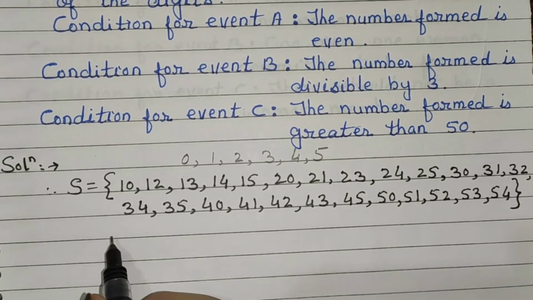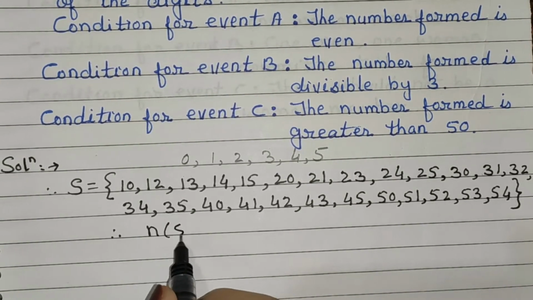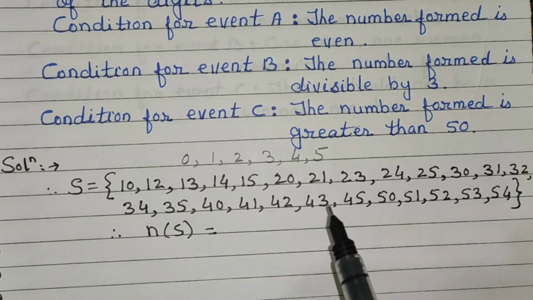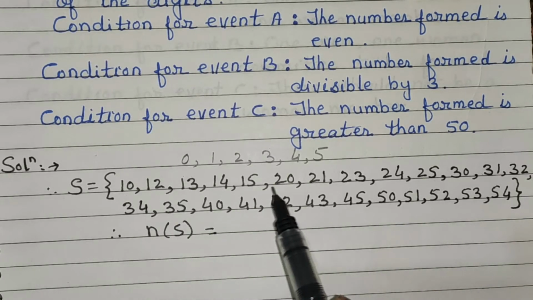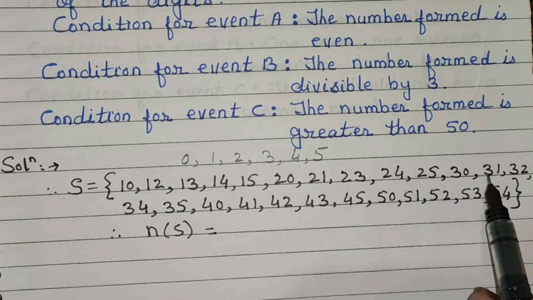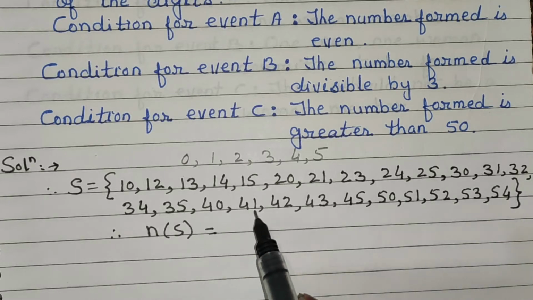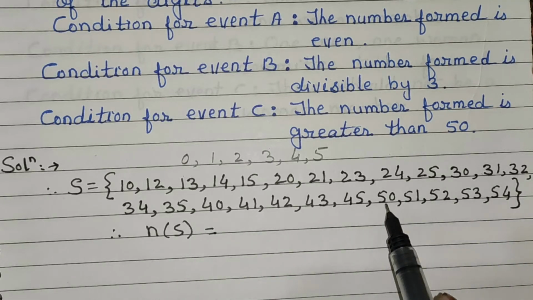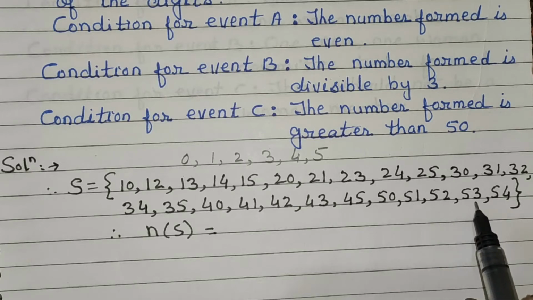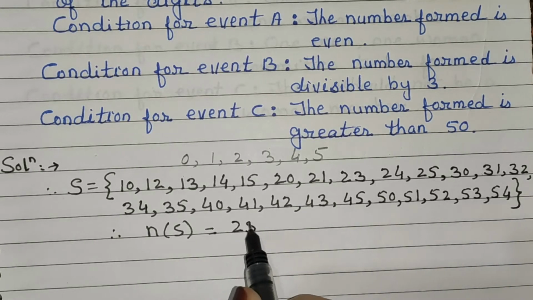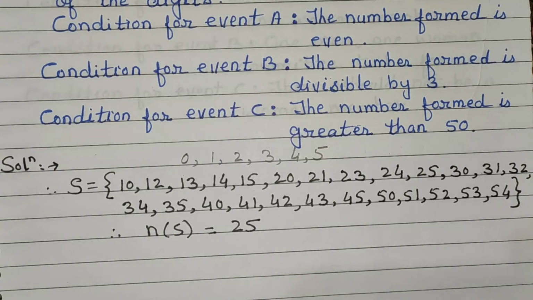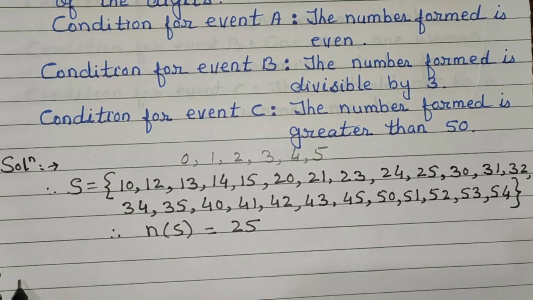Therefore n(S). Now counting the sample points: 1, 2, 3, 4, 5, 6, 7, 8, 9, 10, 11, 12, 13, 14, 15, 16, 17, 18, 19, 20, 21, 22, 23, 24, 25. Therefore n(S) is equal to 25. Now the condition for event A is given. Write down here.